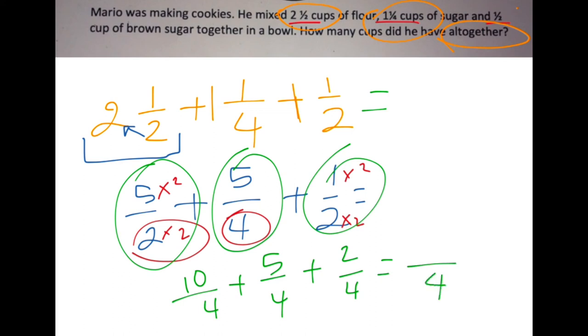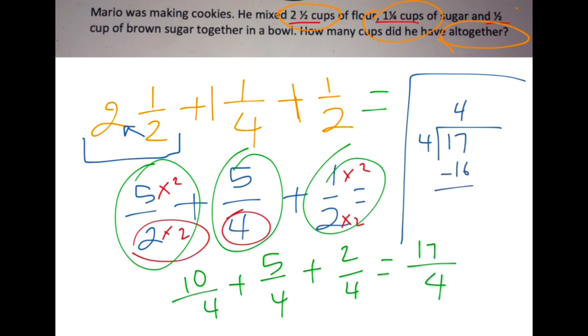Let's add the top. That is 17. So 17 over 4. Let's write it as a mixed number. So 17 divided by 4. It's 4. 4 times 4 is 16. The remainder is 1. So my answer is 4 and 1/4. And that's the same answer that we had before.